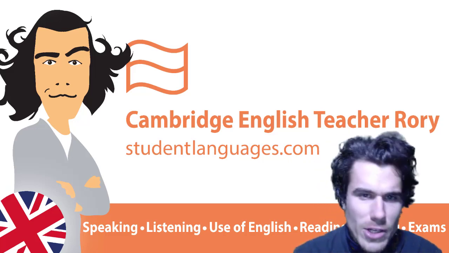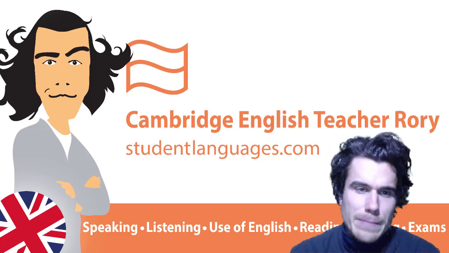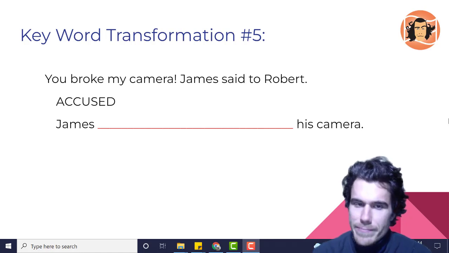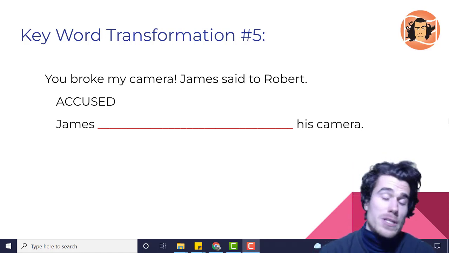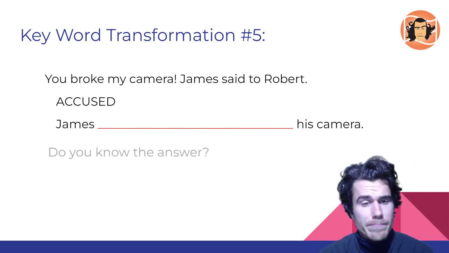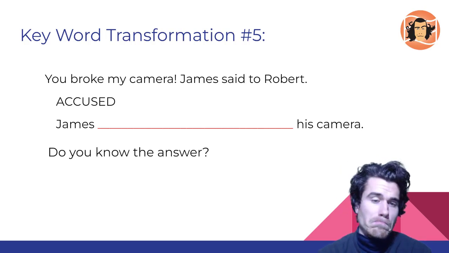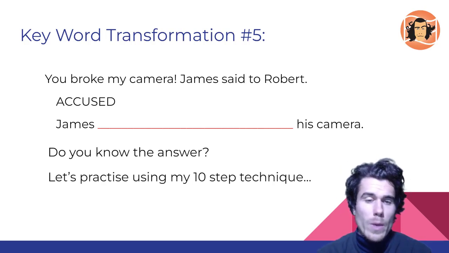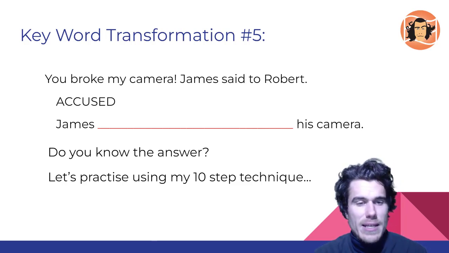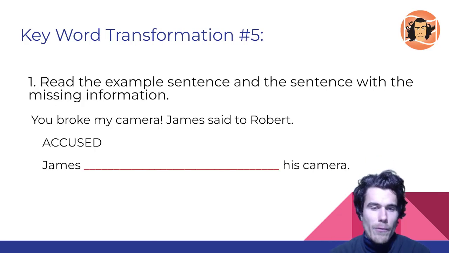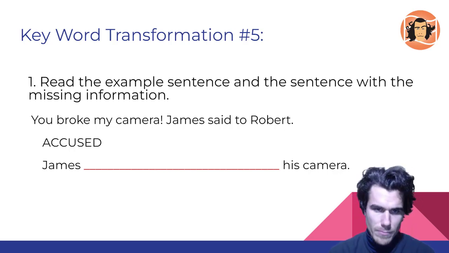Okay, so let's have a look at our fifth example. Here is the question. Do you think maybe you know the answer already? Well, even if you think you know it, let's practice using my 10-step technique again. So, read the example sentence and the sentence with the missing information.